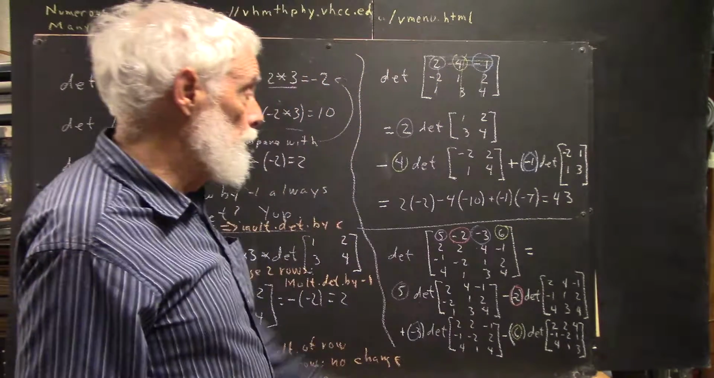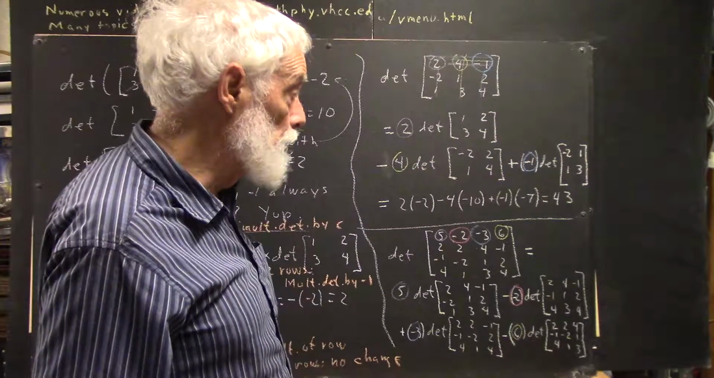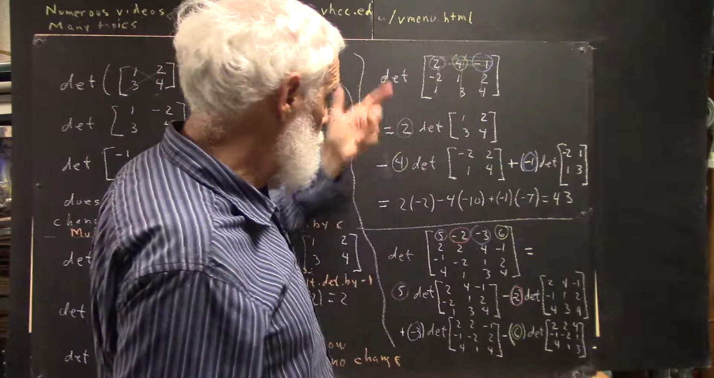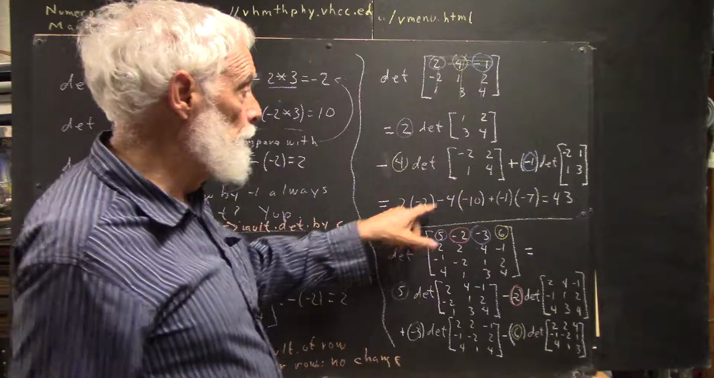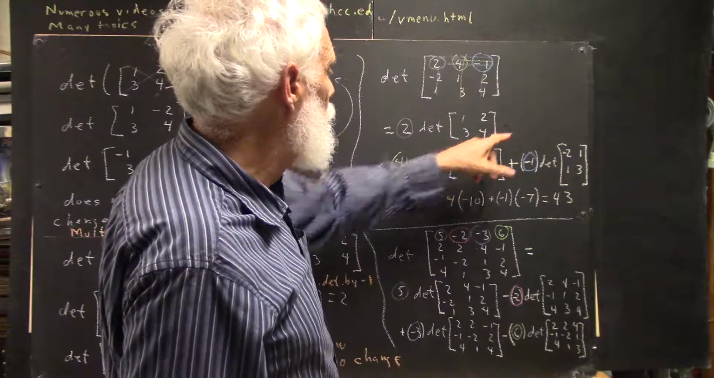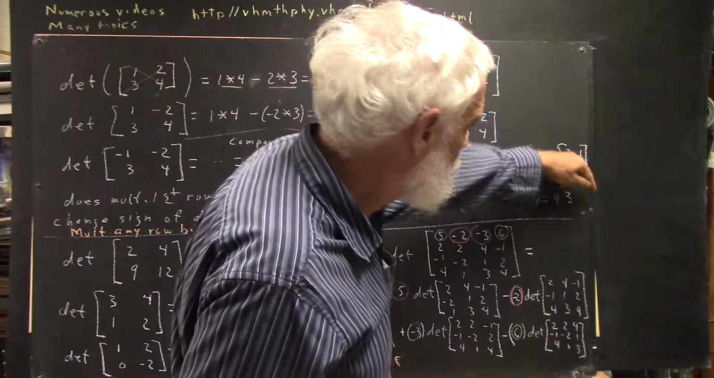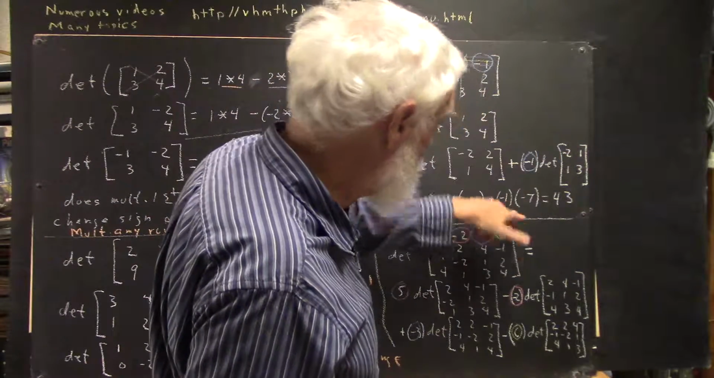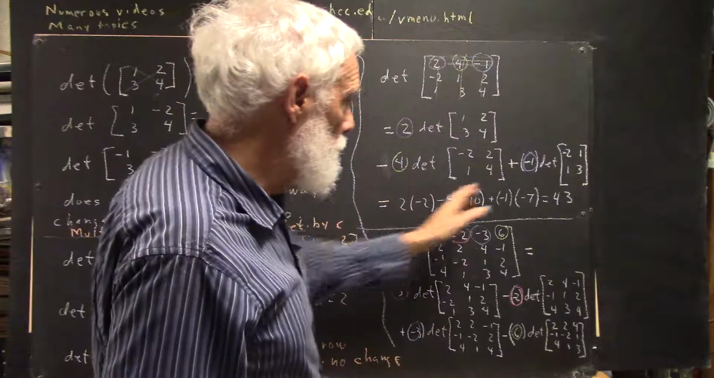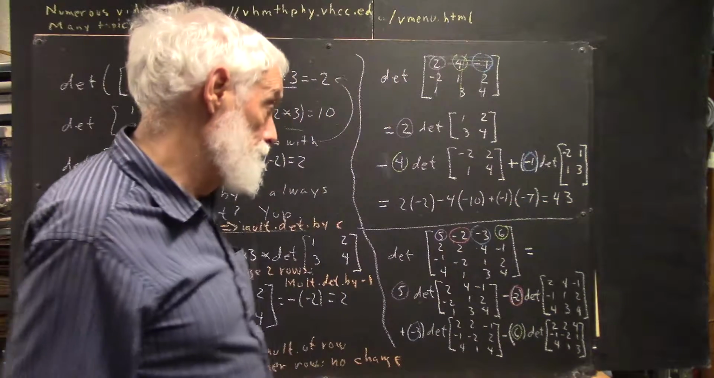And now all I've got to do is calculate these 2 by 2 determinants, which are all easy. This one, as we already calculated, is -2. This one, -8 minus 2 gives me -10. -6 plus -1 gives me -7. Multiply these out, add them up, I get 43.